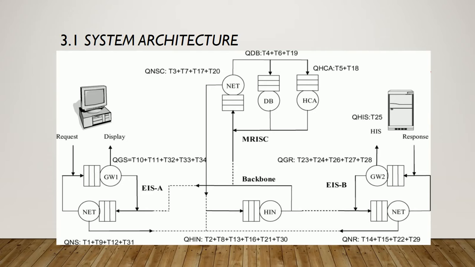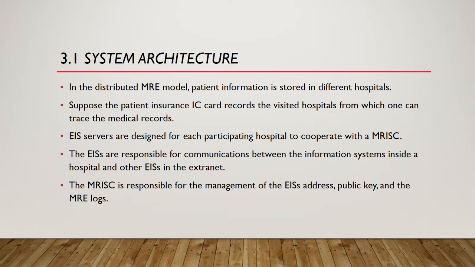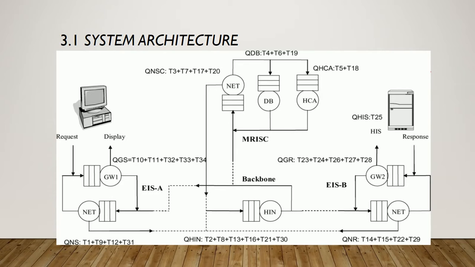And after EIS A receives the feedback from EIS B, from the database or the server or other hospital, it sends the patient's record to the client computer, and then the patient and the doctor can know the record of the patient from other hospital. That's all. That is a simple process of the request for the information.